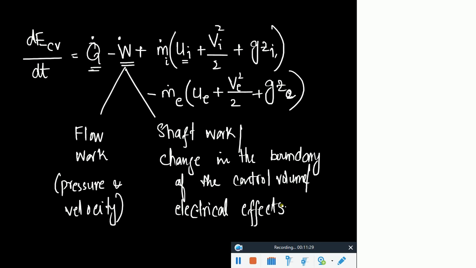Now for different applications, with the passage of time, starting from this lecture and the next lecture, we would talk about these work types as well for different applications. Just like for pump, what kind of work you should consider, for nozzle, what kind of work you should consider. Similarly for turbines, or let's say heat exchanger or any other thing, we will talk about that. But my point is, this work is classified into two types. One is flow work, which is related to pressure and velocity, and the other one is shaft work, which is change in the boundary of the control volume or electrical effects.